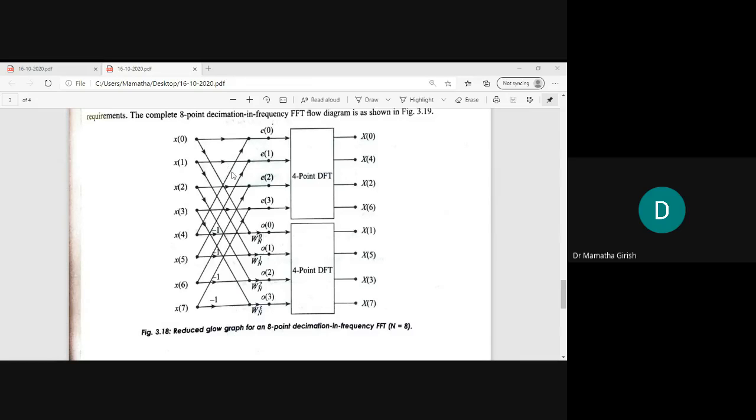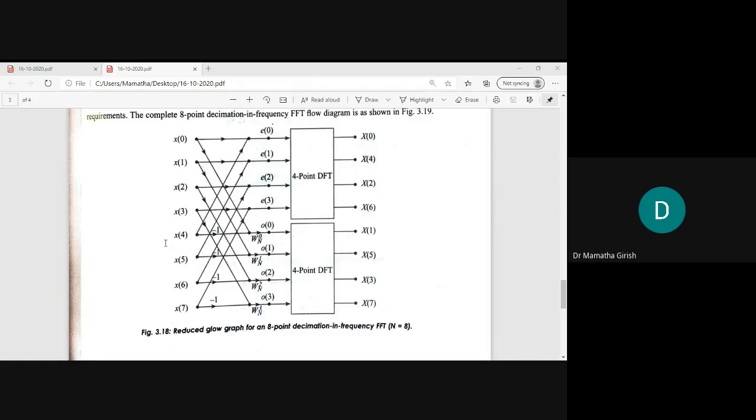So how many butterfly structures are there? 4 butterfly structures. If you compare this with the DIT FFT algorithm, how is it done in the DIT FFT algorithm? First a 2-input butterfly, limited to two consecutive inputs, then alternate, then in a group of 4. Here it is just the reverse. Whatever the last stage was, this becomes the first stage. The intermediate stage remains. The first and the last stage get reversed.